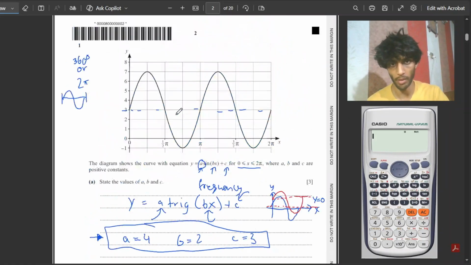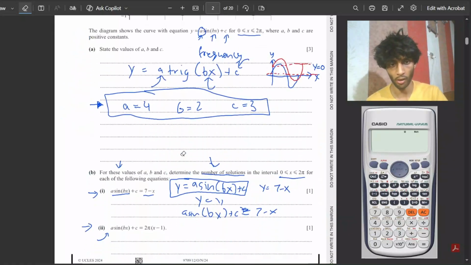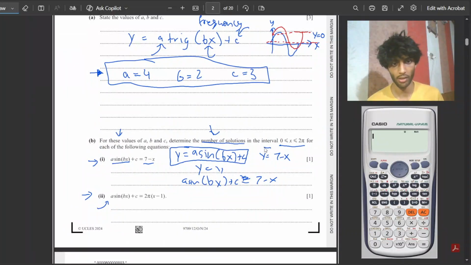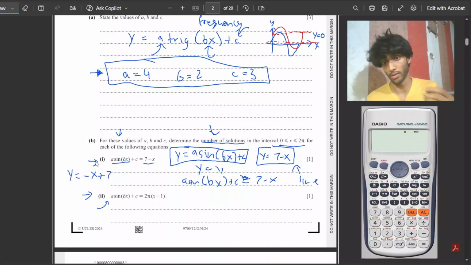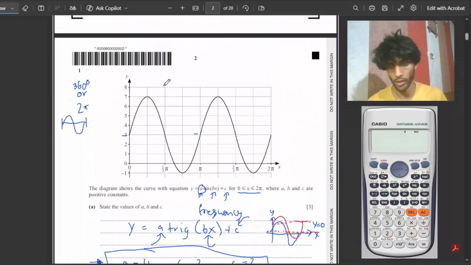The graph for this one has already been made for you. This is the graph of y equals a sine bx plus c. Then our question is, what's going to be the graph of this other one? Well, it's y equals 7 minus x. We know this is a line equation. If I rearrange this, it's going to look something like y equals negative x plus 7, which is in the form y equals mx plus c. Okay, so let's plot this function. The equation is y equals minus x plus 7.